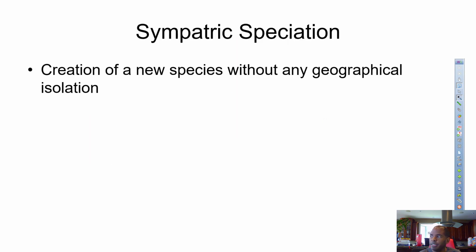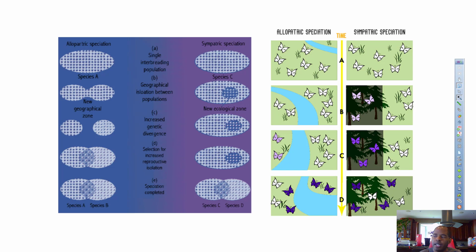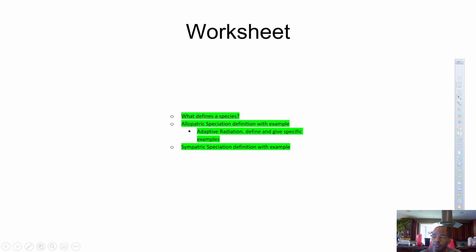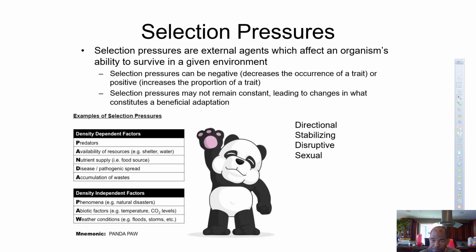Okay, sympatric speciation. So I've given you a few slides that compare the allopatric versus the sympatric. There are other ones as well. If you guys do some research, you'll see some other language. I only care about the allopatric and the sympatric. And when you go through the worksheet, you'll get a chance to practice those as well. So the worksheet focuses on allopatric and sympatric.